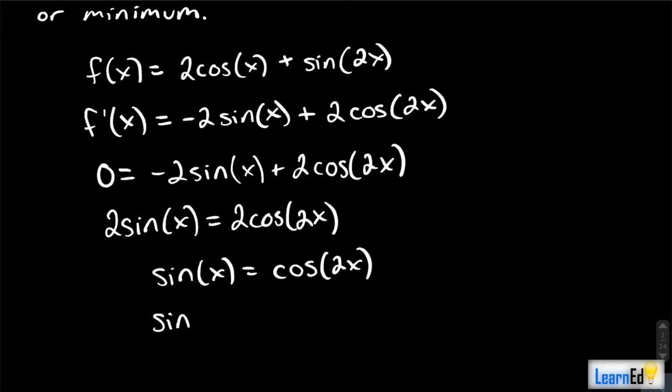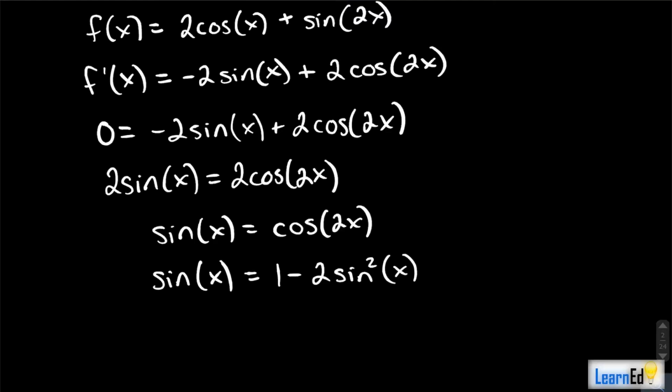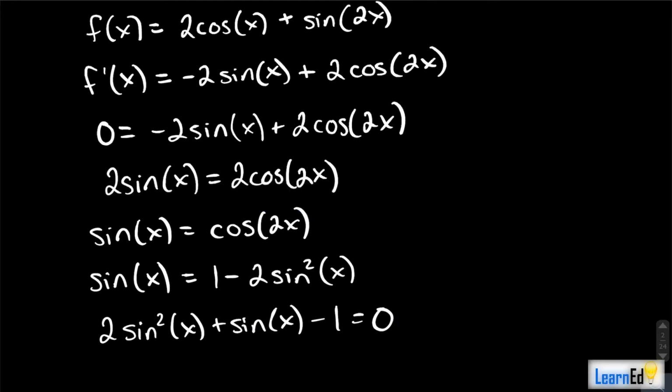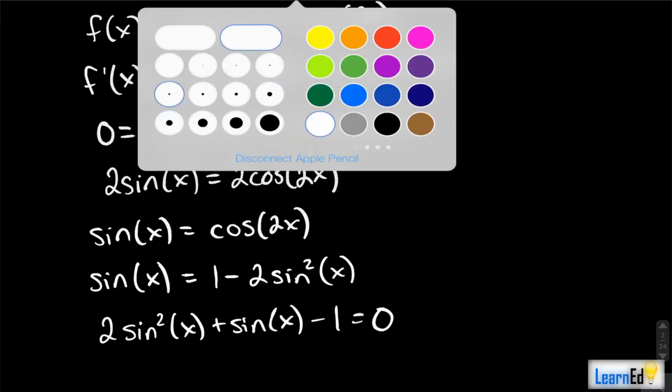or you just don't feel comfortable with that, we can just set sine x equal to the double angle for cosine. The one we're going to use is 1 minus 2 sine squared x. So we can rewrite this as 2 sine squared x plus sine x minus 1 equals 0. And from there we can perform the quadratic formula with sine of x, right? Because we have a quadratic with sine of x.